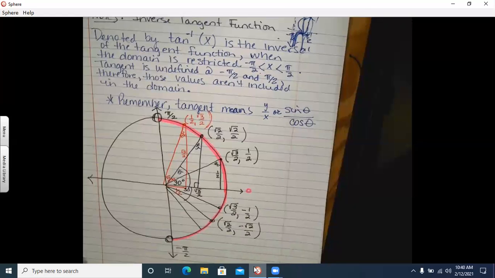So my next angle is the 60-degree angle. Cosine is 1/2, and your sine is, very good.